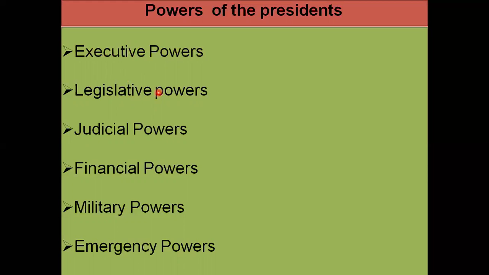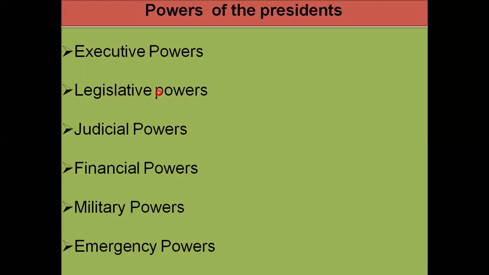The next one is the legislative power. The President has the power to summon Parliament or postpone its session. For example, the President of India takes responsibility for the two houses, Lok Sabha and Rajya Sabha, and their meetings. Without the signature of the President of India, a money bill is not implemented in Lok Sabha.